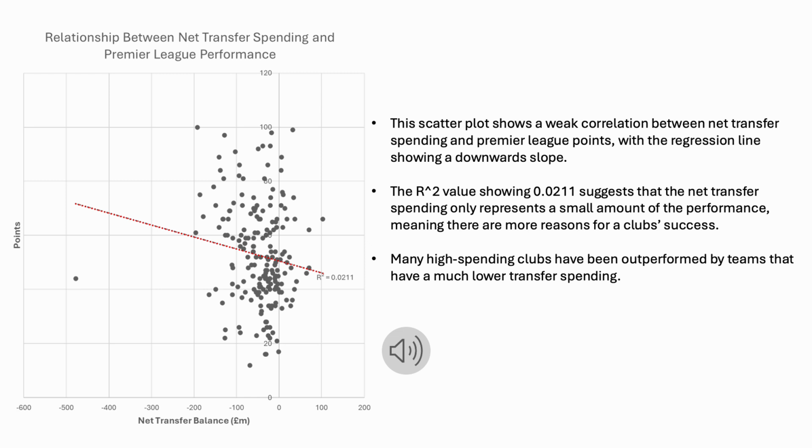These are significant findings for the consultancy because these results show how effective high wage bills and high transfer spending are for clubs.